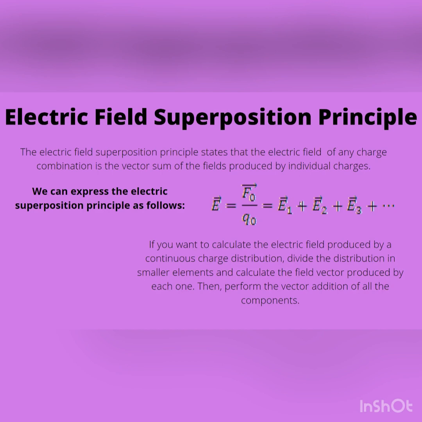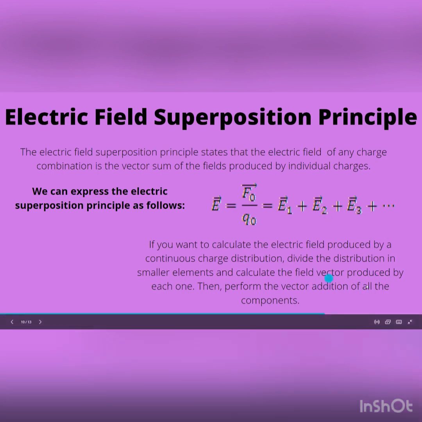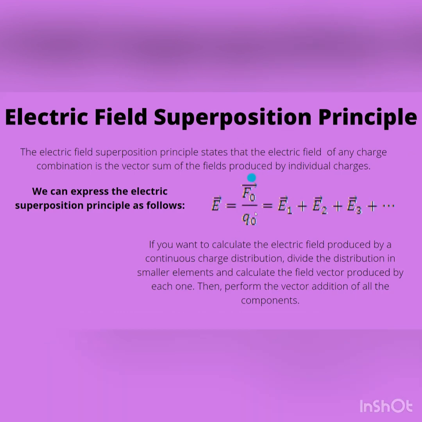If you want to calculate the electric field produced by a continuous charge distribution, divide the distribution into smaller elements and calculate the field vector produced by each one. Then perform the vector addition of all the components. As I said, first you do the division and then you do the adding of all the fields.